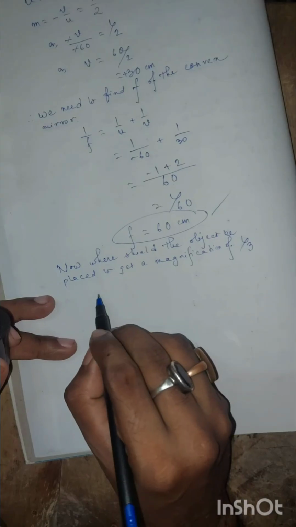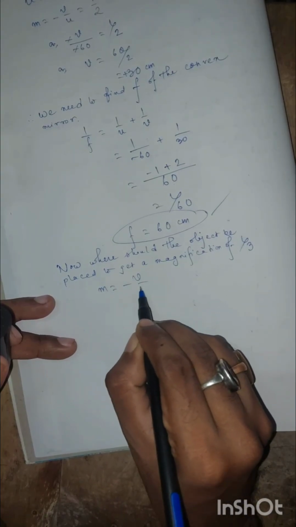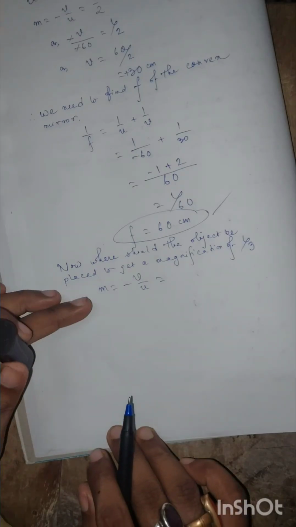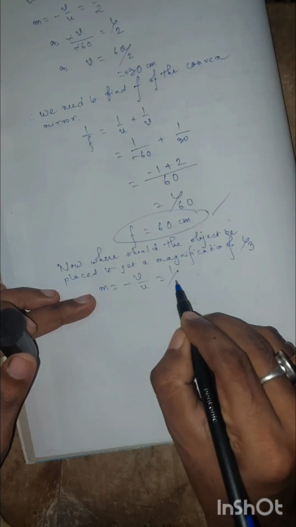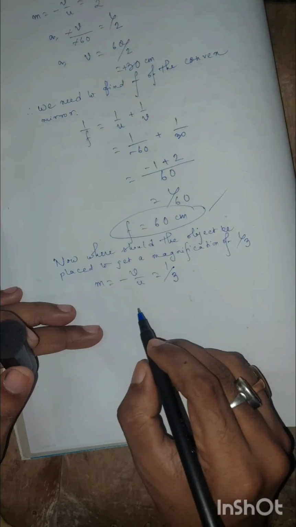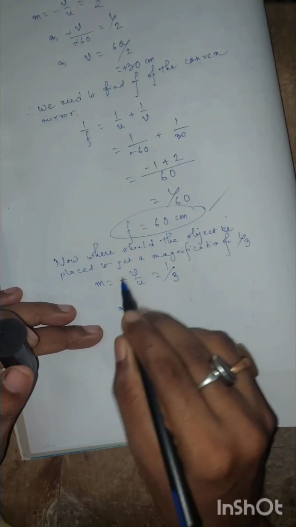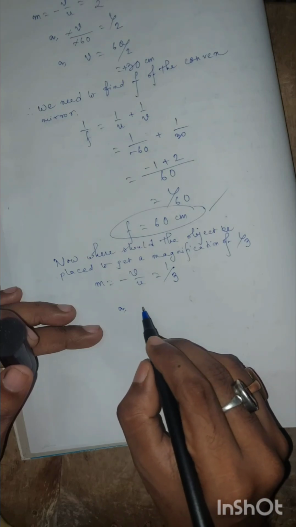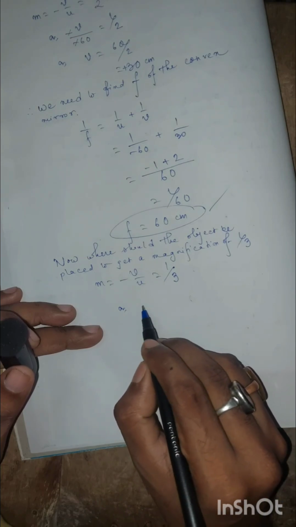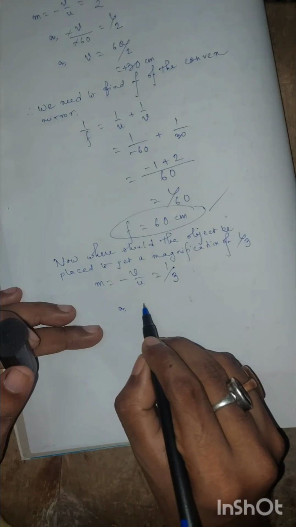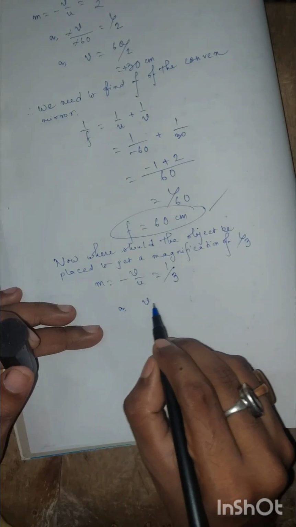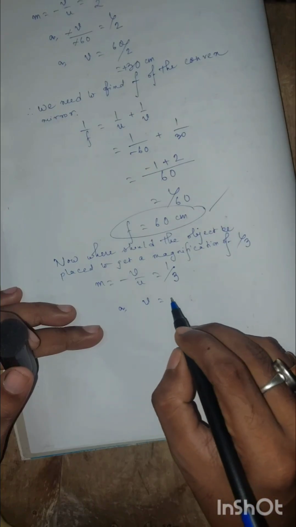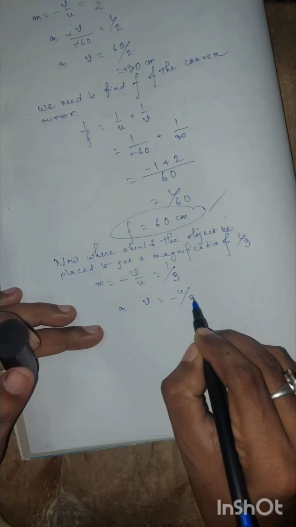So from the formula of magnification we can write this is minus v by u, and the magnification is taken positive for a convex mirror. So from this relation we can write v equal to minus u by 3.